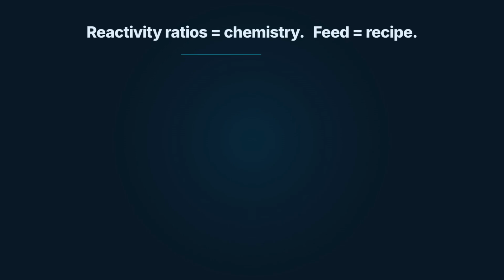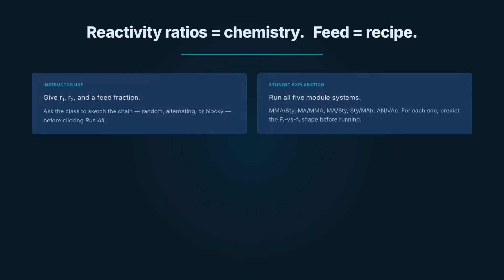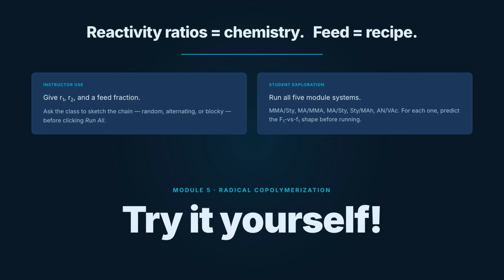Two takeaways. The reactivity ratios are the chemistry. They decide whether you get random chains, alternating chains, or blocks. The feed fraction is the recipe. It decides whether drift sets in.